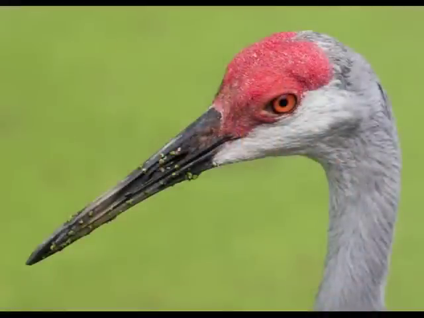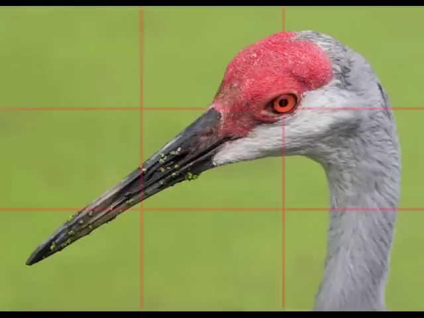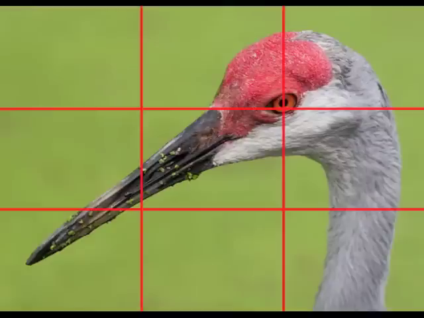So let's start off by talking about what is the rule of thirds. Here's an example. If you were to draw a tic-tac-toe grid over your image, then the rule of thirds suggests that you place your subject at the intersection of the grid lines. So for this photo, the key point of interest is the bird's eye, and it's at the thirds position.